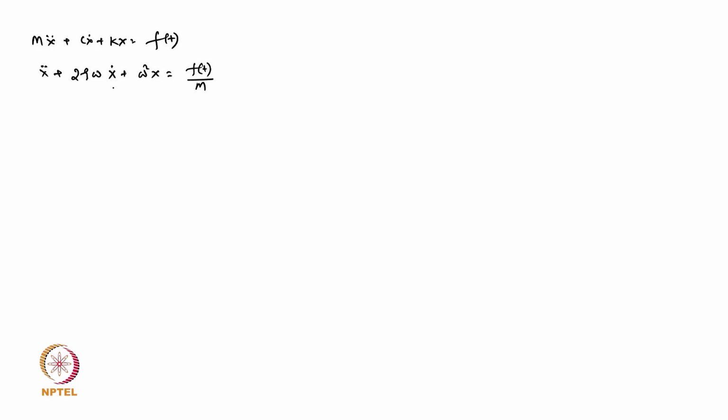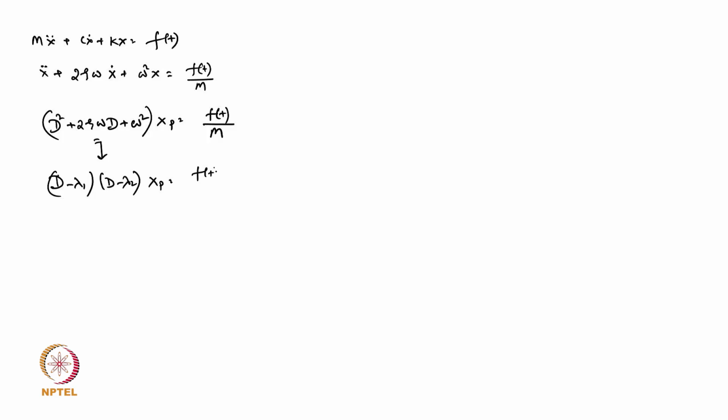So here, if this is D square plus 2 xi omega D plus omega square into xp, that will be f of t divided by m. Make sense? Now the important point is that this is a second order equation. So from a second order equation, what can I write? D minus lambda 1 into D minus lambda 2 into xp will be f of t by m. That I can write. Not a problem at all.